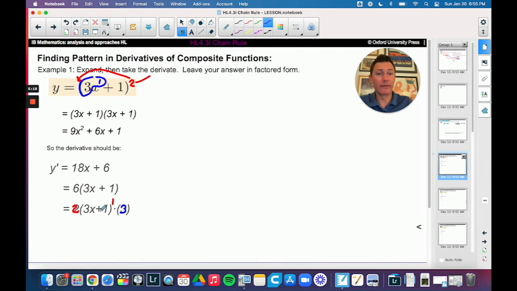So we took the derivative of the outside and kind of left the inside just sitting there stewing. And then later, we multiplied by the derivative of the inside. And when you clean that up a little bit, we get the derivative that we expect.